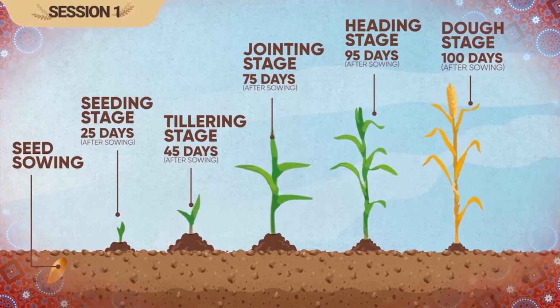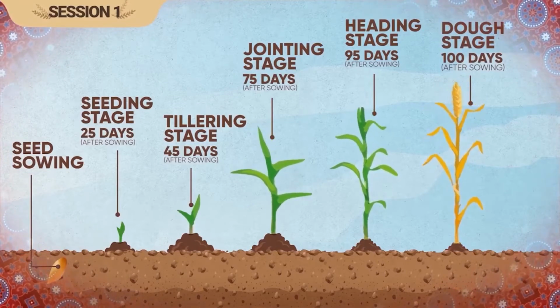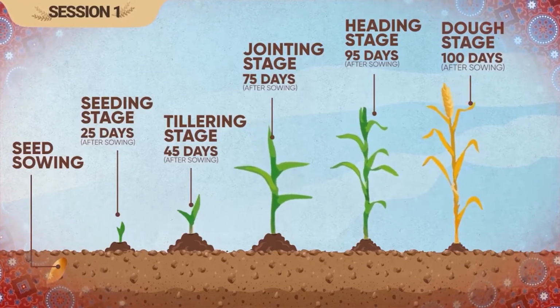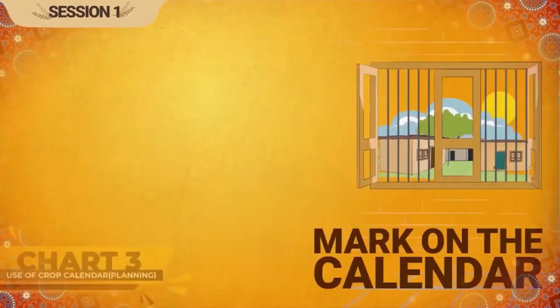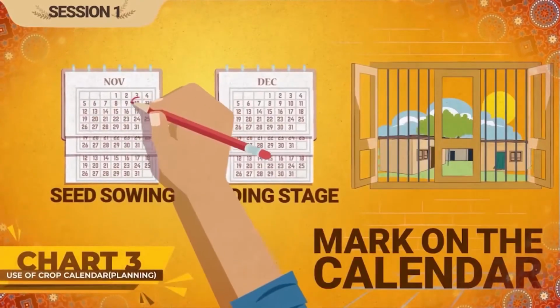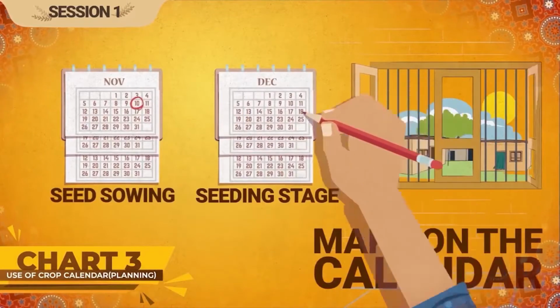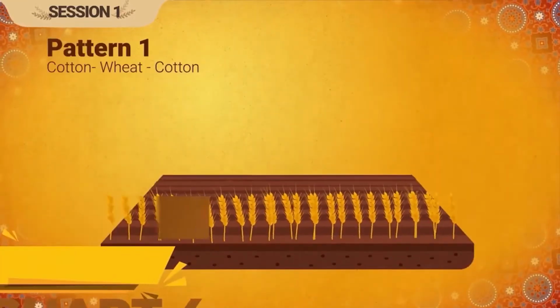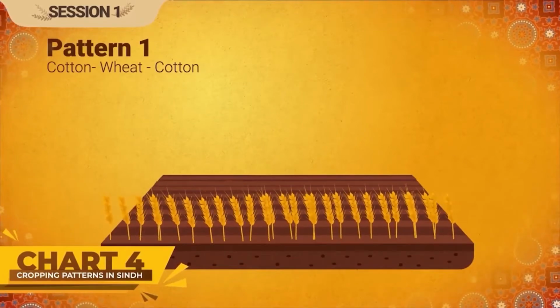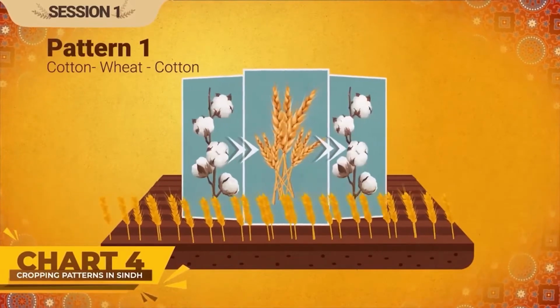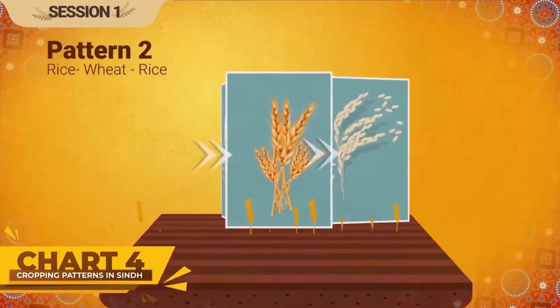It is an effective tool to plan activities and ensure that they are being performed at the right time. Mark the necessary dates of crucial activities on your calendar and display it at a prominent place. Cropping patterns in Sindh. Wheat is grown in 2 cropping systems such as cotton-wheat-cotton and rice-wheat-rice.